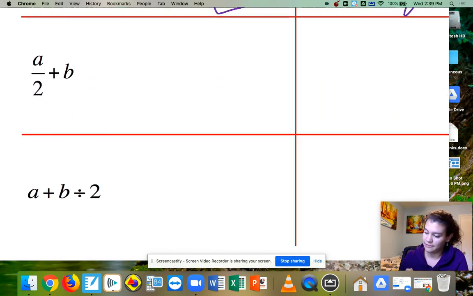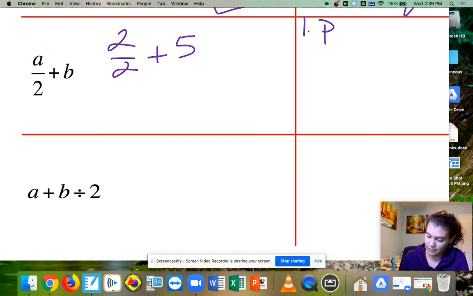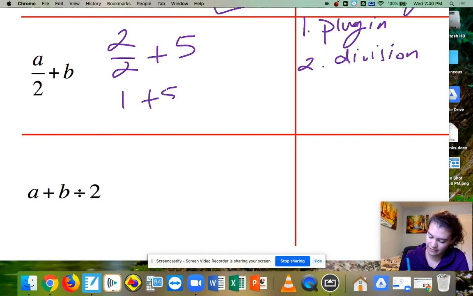Next one, same idea. So A was 2. We'll plug that in first. 2 over 2, and then B was 5. So first step, plug in. Second step would be division. So we get 1 plus 5, and then you're going to add those two together to get 6.